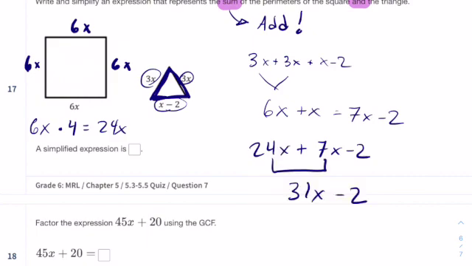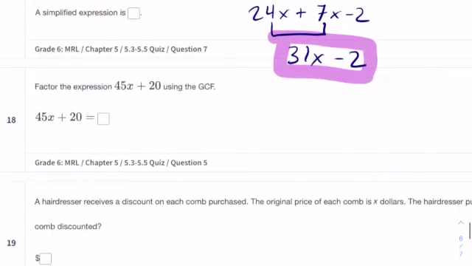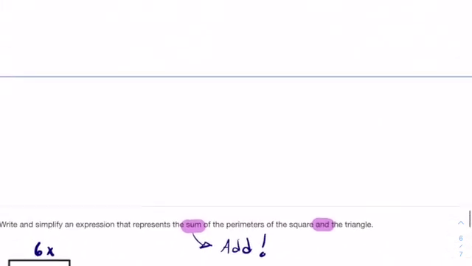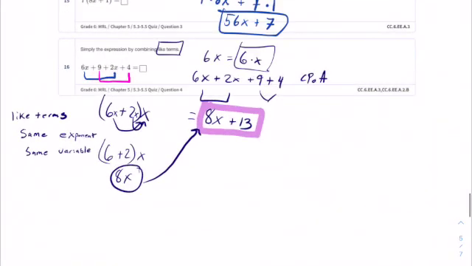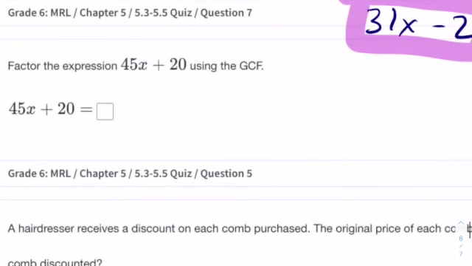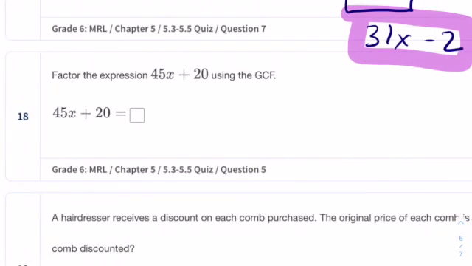I did not mean to erase that. There, 31x minus 2. Number 18, factor the expression 45x plus 20 using the GCF. I already showed you this up here when I took the x out from the 6x and the 2x to make it 8x. But here I'm going to do it instead of using the variable, because you see the 45 has an x, but the 20 does not have the x. There's no x there. So I've got to find a number that they have in common so that I can factor and take it out.